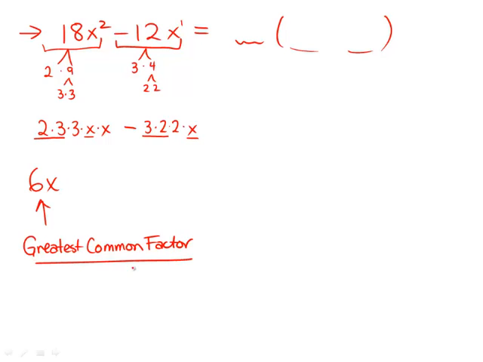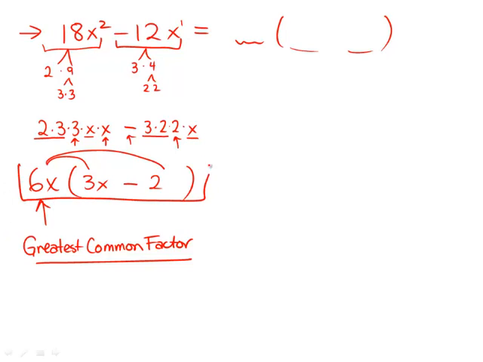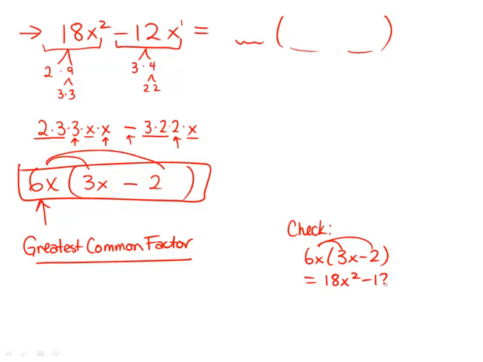So once we find this greatest common factor, we can say, well, what would it have been multiplied by to get back to the original question? Well, 6x would have to be multiplied by 3x and also by negative 2 to give us our original expression. So this here is factored form, and you can always check your work by multiplying it back out and seeing if it is equivalent to 18x squared minus 12x.